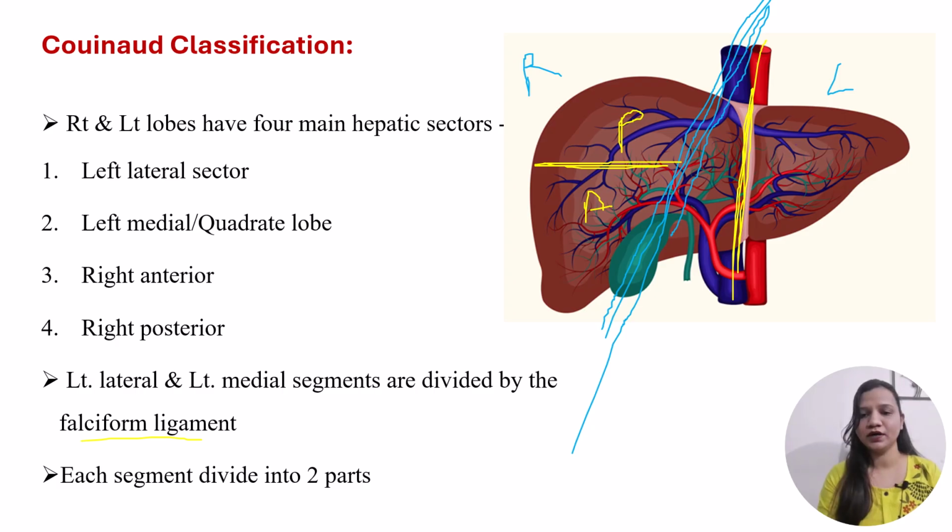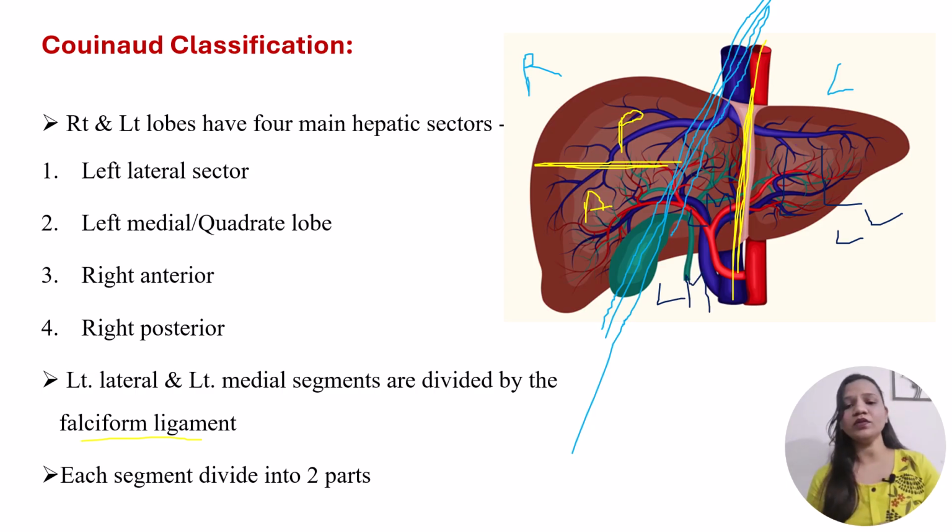So this is the falciform ligament, and by this falciform ligament we get the two segments of the left lobe, the left lateral and left medial segment. This is the left medial segment. So here you are getting four segments, two on each lobe. On the right one we get the right anterior and right posterior.